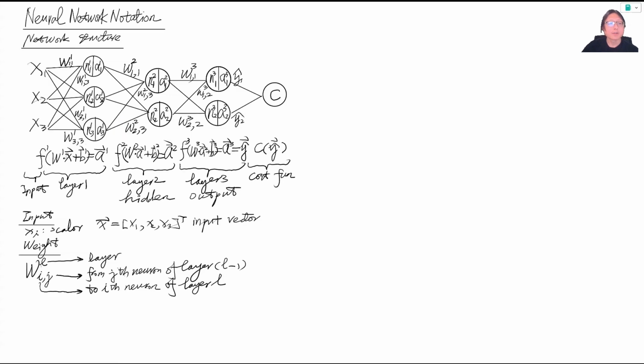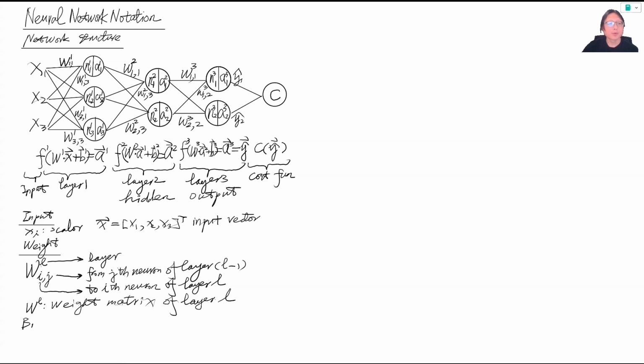And usually for calculation purposes, we put all the weights of each layer in a matrix. We call it the weight matrix. So it's W superscript l, the weight matrix for layer l. So basically every layer has a weight matrix.